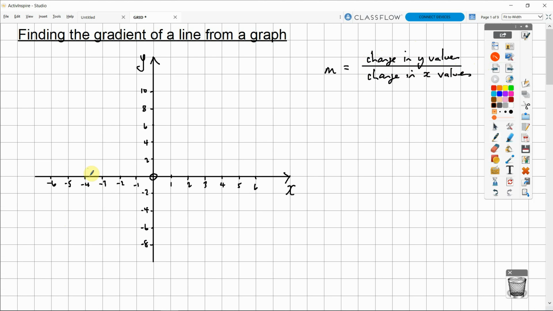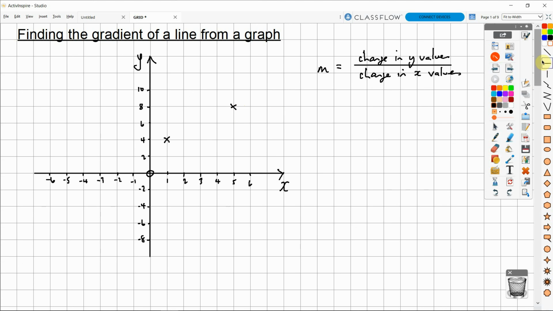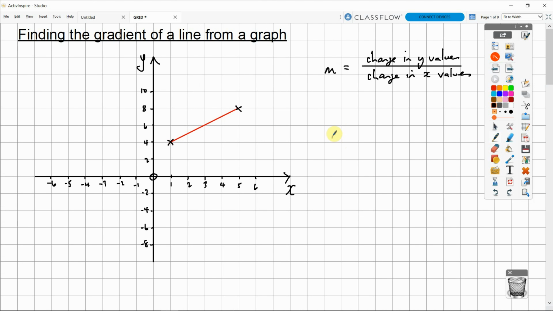So if I pick a couple of points, let's do an easy one to start with, maybe that point there and that point there, and we have a line that goes between them. The gradient of that line is equal to, and it can be quite helpful to draw in a right angled triangle, the change in the y values divided by the change in x values.